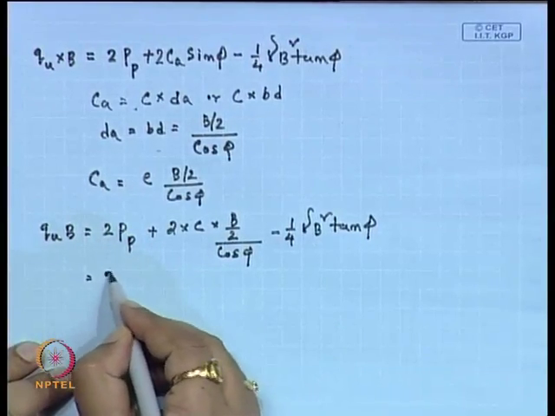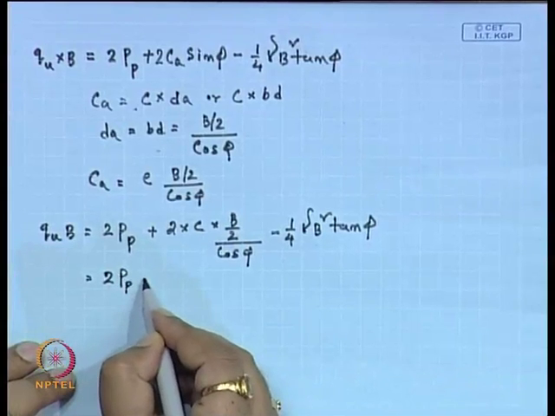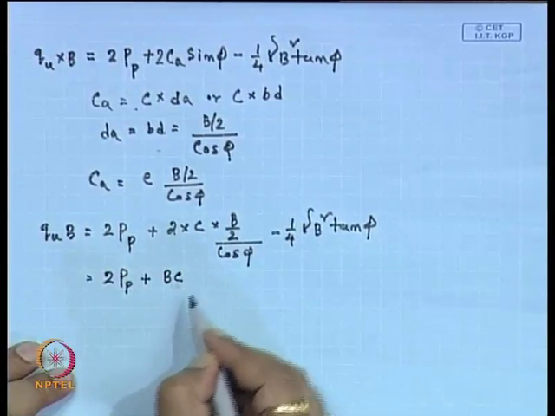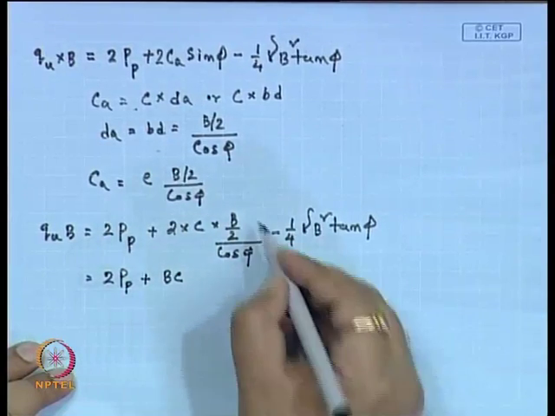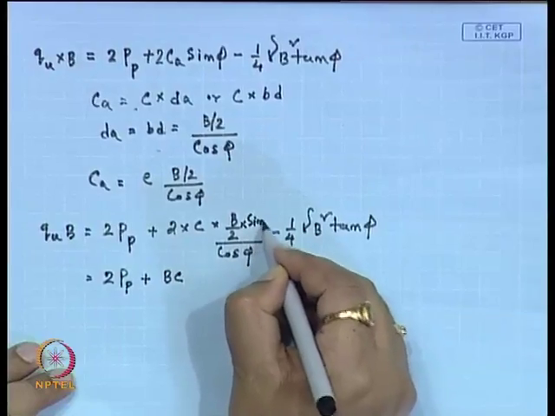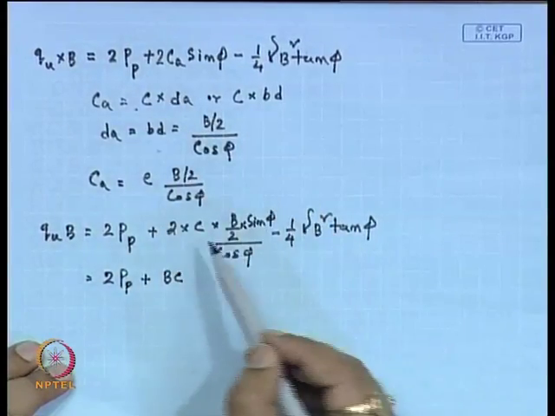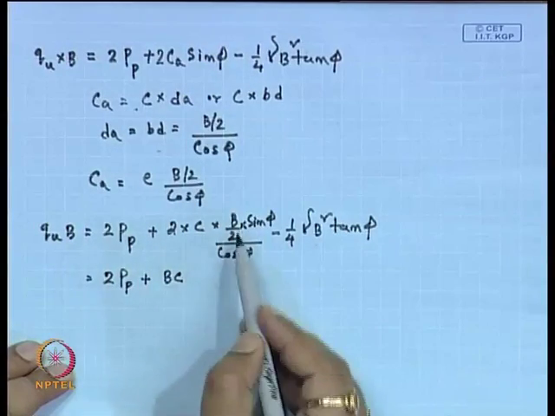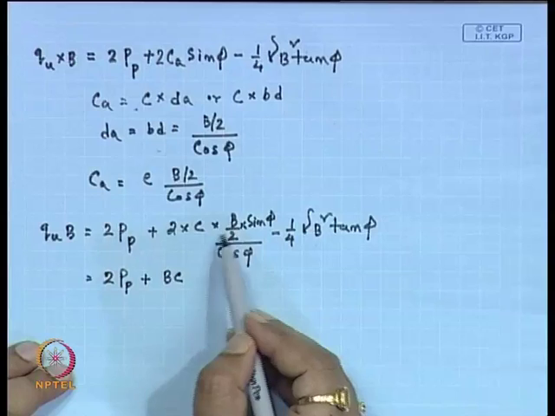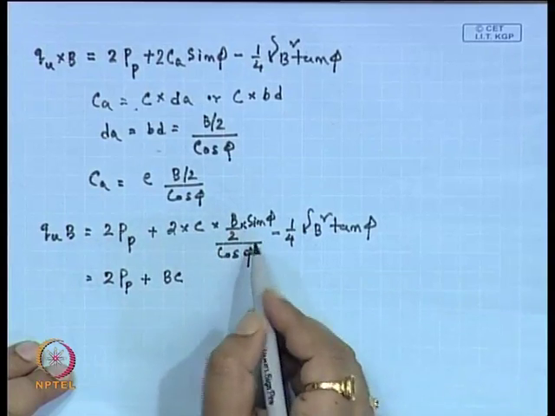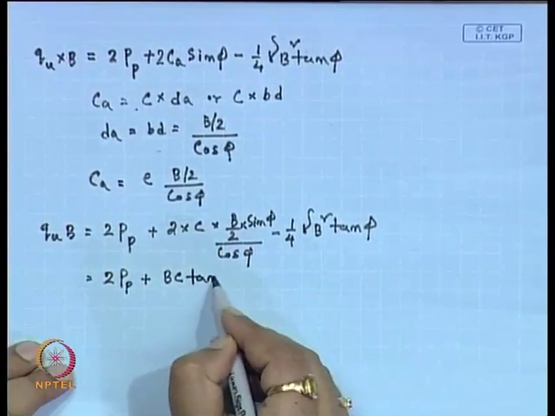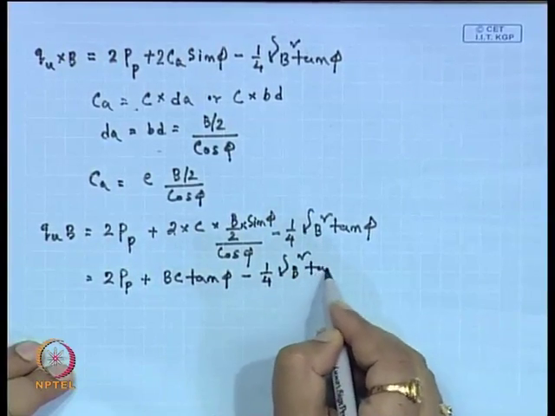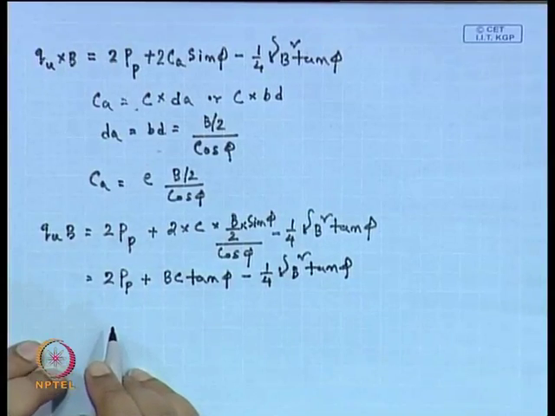So, further simplifying, we can get 2 Pp plus B into C. There is another term here that is sin phi, because 2 Ca is replaced by C into B by 2 cos phi, and sin phi is there. So, this 2 cancels. So, this will be B C into sin phi by cos phi, this will be tan phi. So, minus 1 by 4 gamma B square into tan phi.